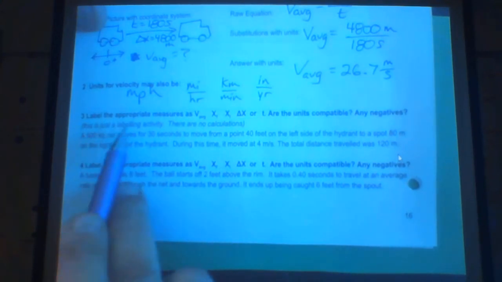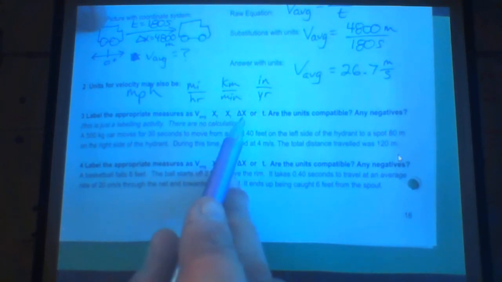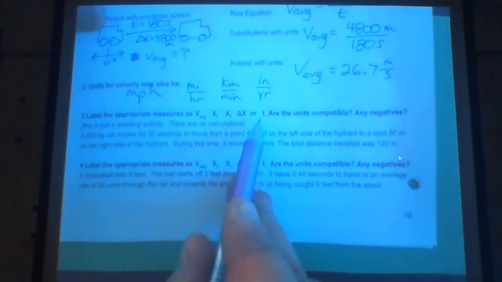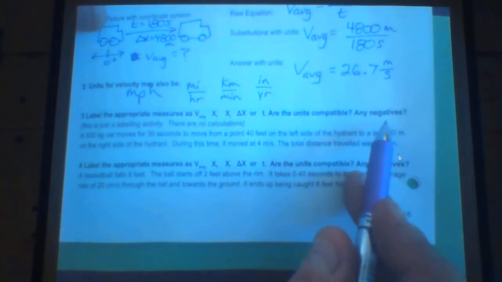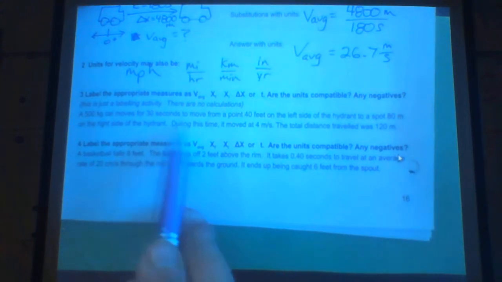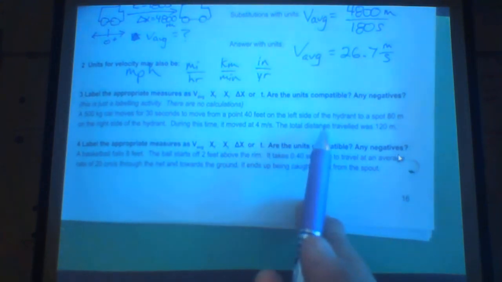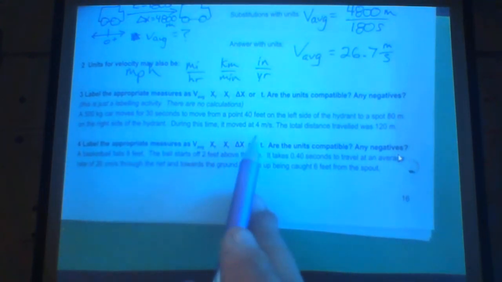Okay, so let's practice looking at these different kinds of story problems and discerning what kind of information we're given. Number 3, label the appropriate measures as either V average, X sub F, X sub I, displacement, or time. We need to also think, are all the units compatible, or do we need to change anything to be negative? So the first problem here, a 500 kilogram car moves for 30 seconds to move from a point 40 feet on the left side of the hydrant to a spot 80 meters on the right side of the hydrant. During this time, it moved 4 meters per second.